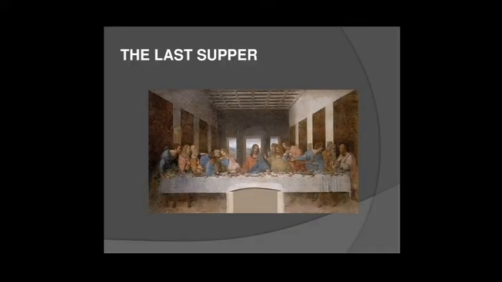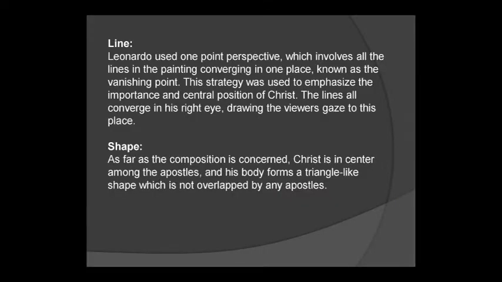So the next one is the Last Supper. So here are the visual elements of this artwork. So first is the line. As you can see in here, Leonardo da Vinci is the painter of this artwork, the same artist who painted the Mona Lisa, which I discussed just moments ago.